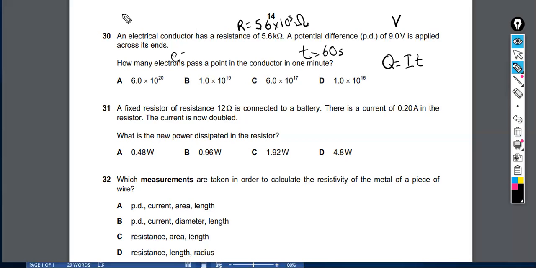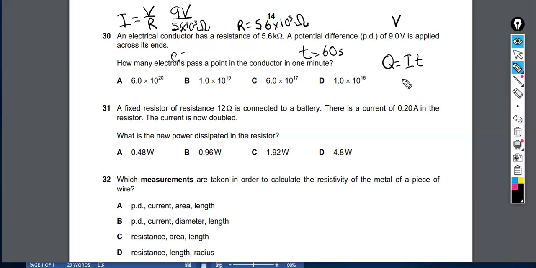Does anybody know the equation that relates R, V, and I? I heard somebody say I equals V over R. Good job. Okay. All right, 5.6 times 10 to the third ohms. 9 divided by 5,600 equals 1.61 times 10 to the negative 3.